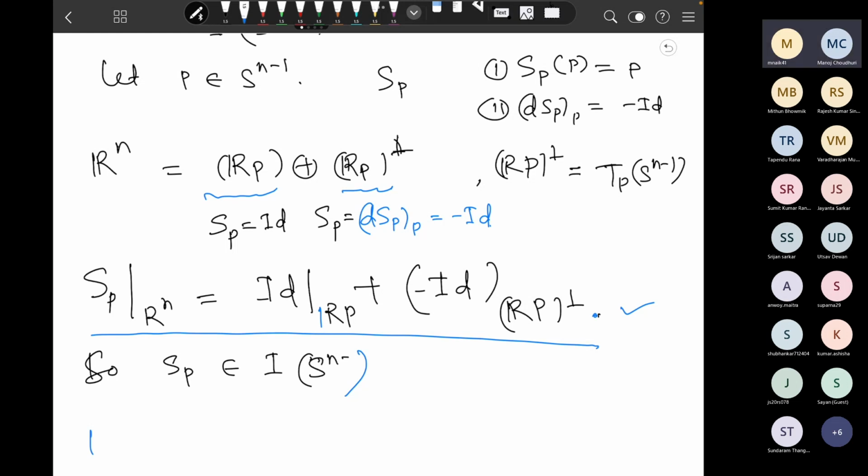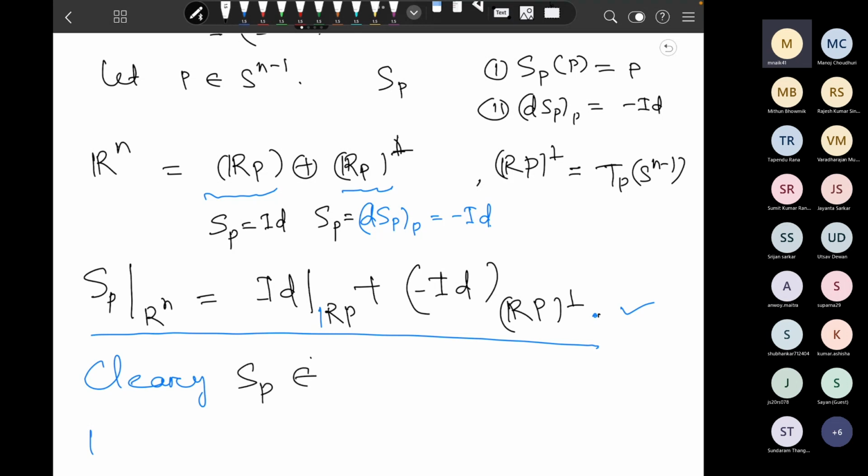Because SP is a linear map, and since on the tangent space it takes identity to minus identity, and on RP it is identity, it is clearly an orthogonal map. Clearly SP belongs to On, and this is really an isometry of Sn.